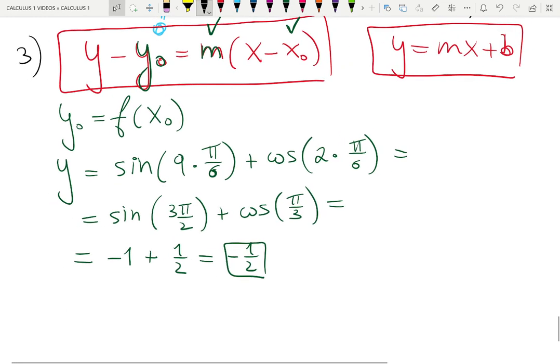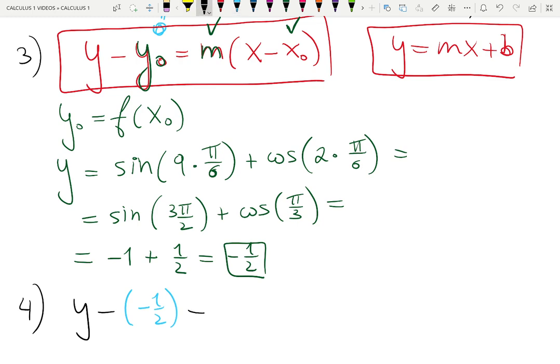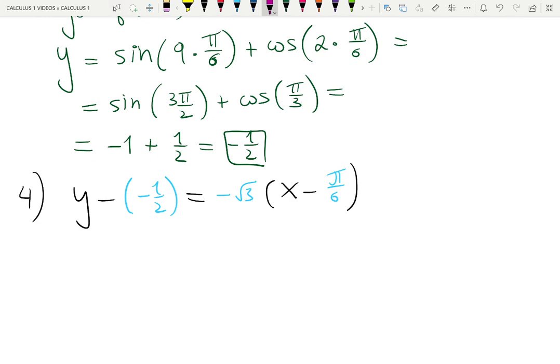Now we have everything to write down the equation of a tangent line. Y minus -1/2, we just found this. Slope was -√3 multiplied by x minus pi over 6, which was given, like so. Unfortunately, you still need to do extra steps in order to answer this problem in the form of mx plus b. That is a standard. We want to see the slope and we want to see the vertical shift easily.